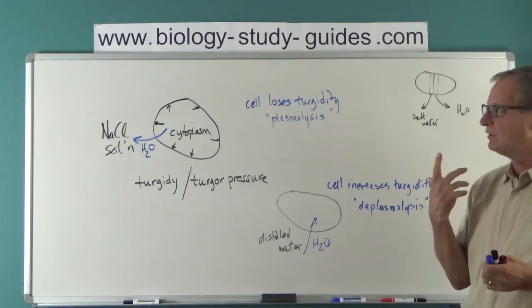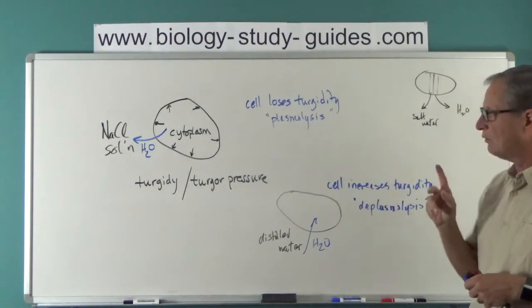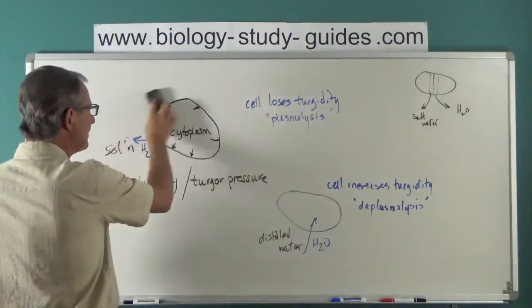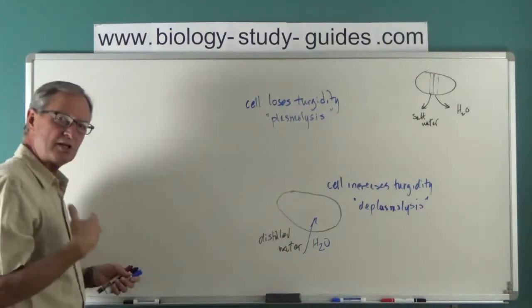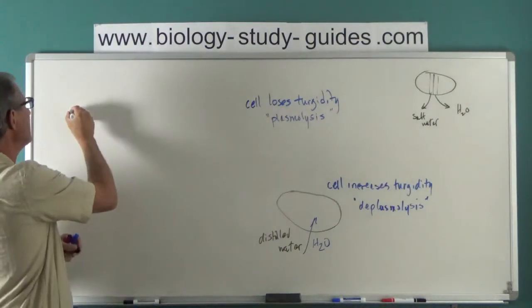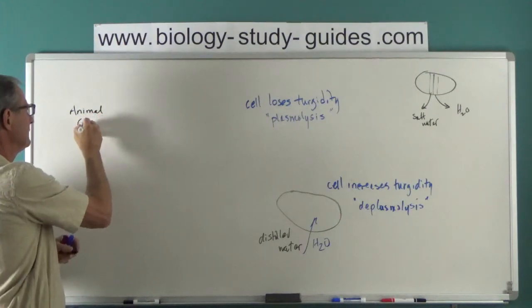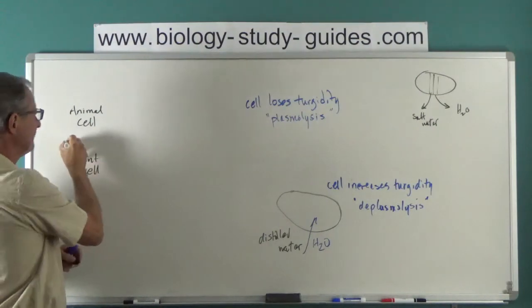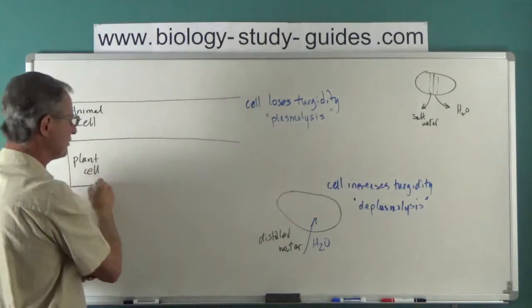I want to leave you with I think two more things. One of them is a contrast between plant cells and animal cells with respect to this topic. And the final one is the effect of cell size and surface area. If we take an animal cell and a plant cell, I'm just going to draw a little chart here.